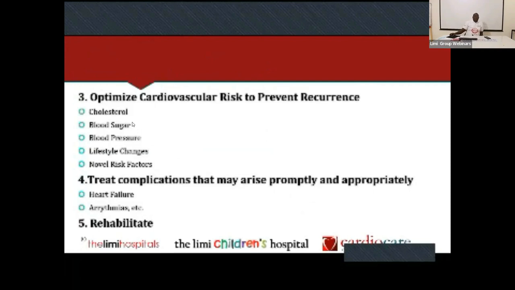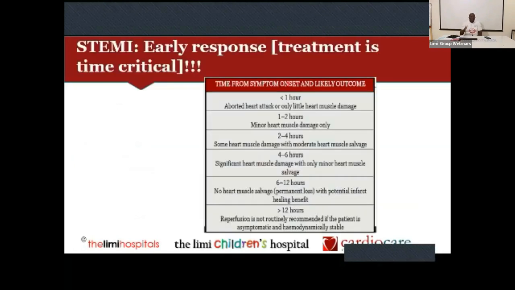You need to take care of the risk factors: hyperlipidemia, blood sugar, high blood pressure. Then you need to treat any complication that the patient has, either heart failure or arrhythmia, and you rehabilitate the patient. Like I was saying, time is very, very important, because the longer you wait, the more viable myocardium you lose while waiting. So the goal is to get the blood supply restored as fast as possible.